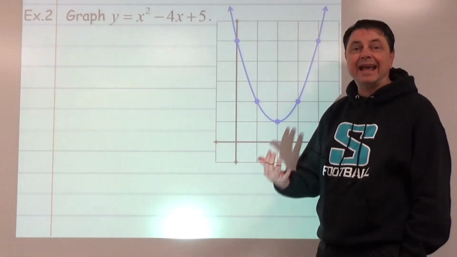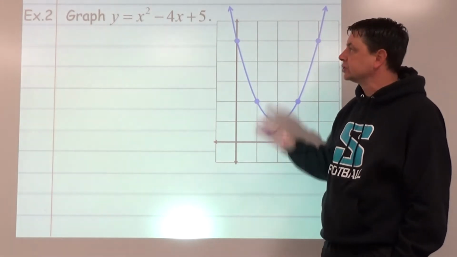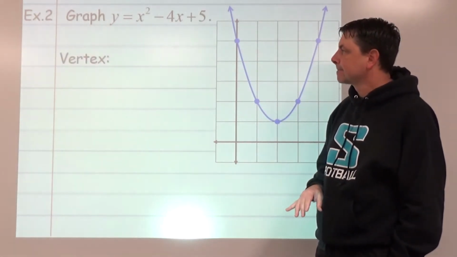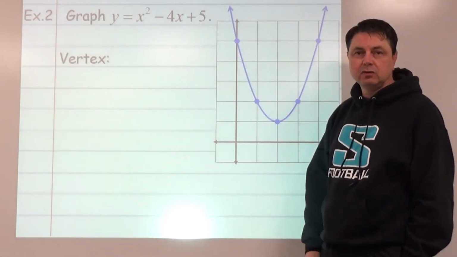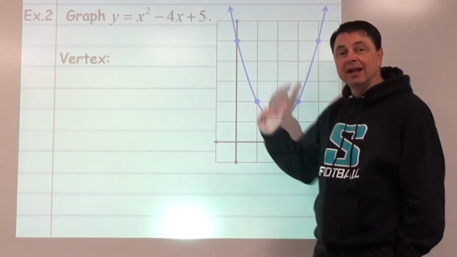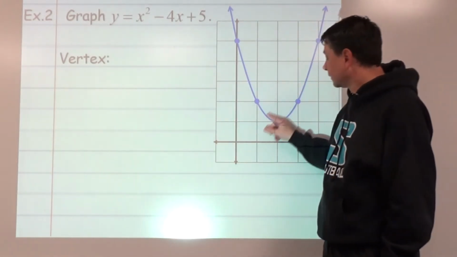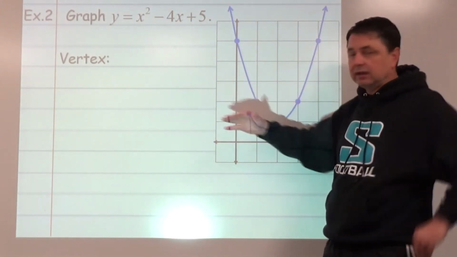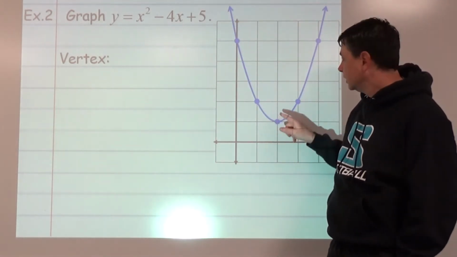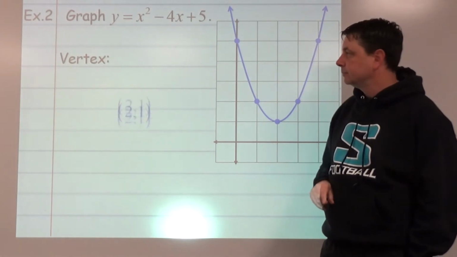Now let's see if we can analyze some different features about that graph, about that parabola. What's the vertex? Remember, we can get the vertex from the middle x and y in the table. And as far as a point, if our u is opening up, it's the lowest most point. So we would say it's going to be 2, 1.